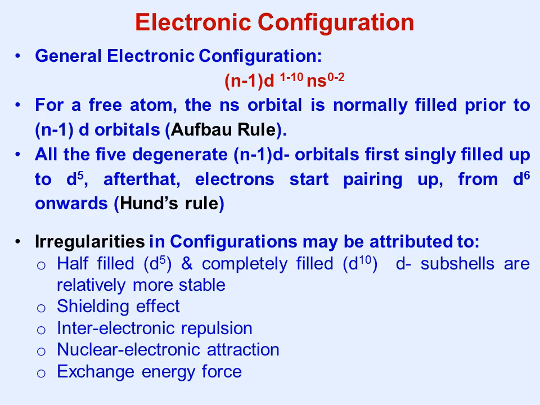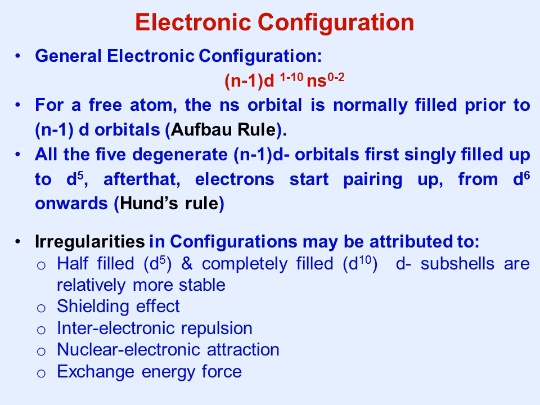Now let us discuss the electronic configuration of transition elements. There are certain rules and conditions which play a key role in prediction of their electronic configuration. If we look into the general electronic configuration, then the penultimate d subshell, that is the n-1 d subshell, contains 1 to 10 electrons, while the outermost s subshell, that is the ns subshell, may contain 0, 1 or 2 electrons. Here n is the principal quantum number.